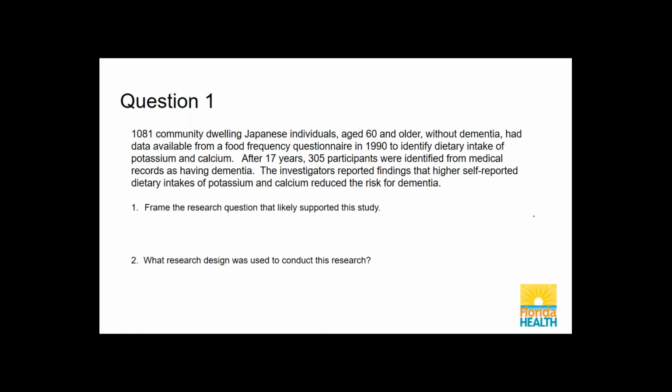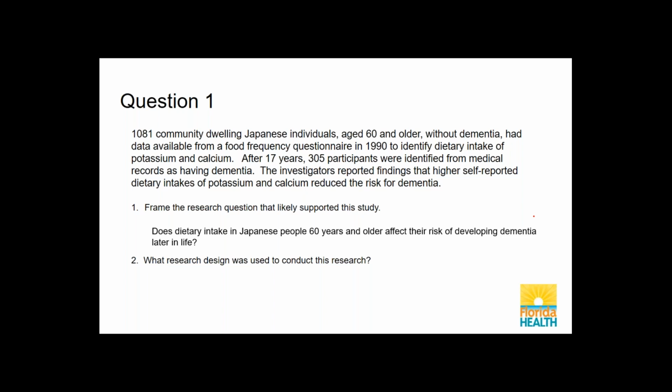So Carrie Harder is saying, does dietary intake of potassium and calcium reduce the risk of dementia disease? Does dietary intake in Japanese people 60 years and older affect the risk of developing dementia later in life? Exactly. Very good. You guys were able to figure it out.